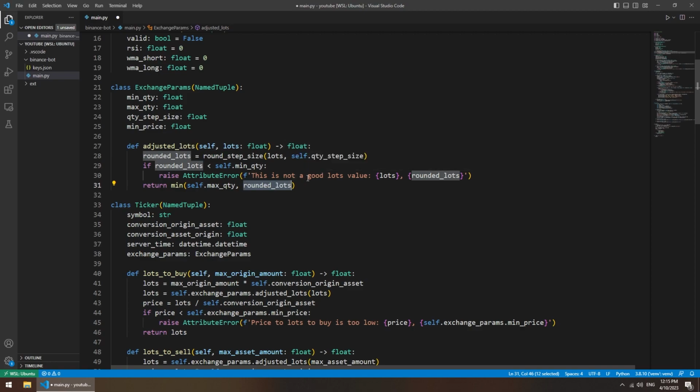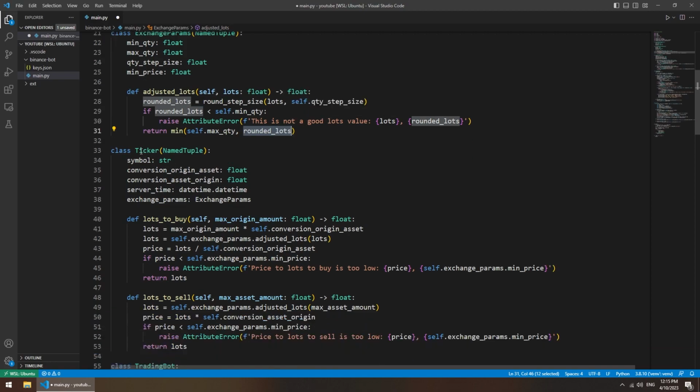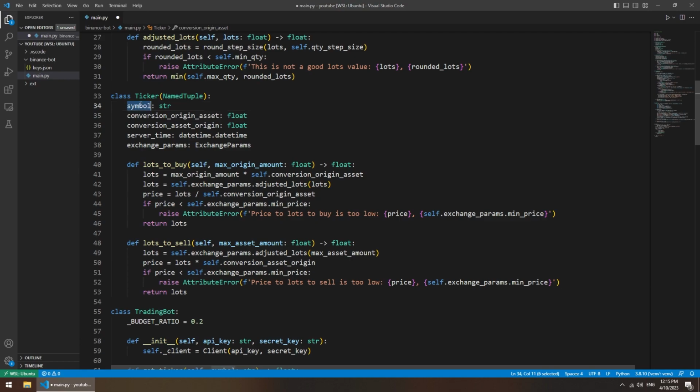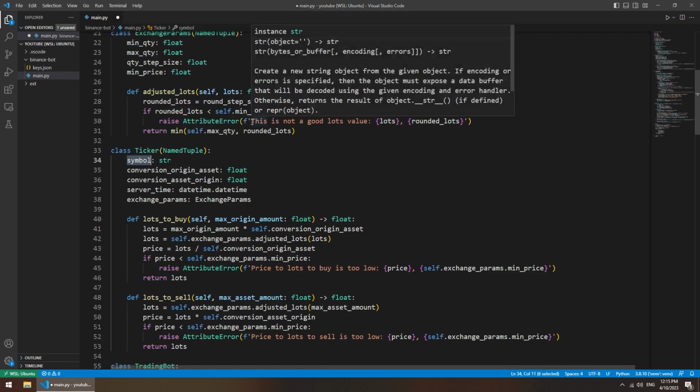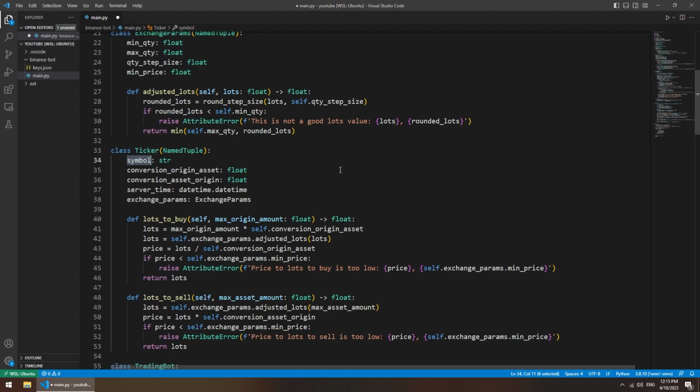of, let's say, Ethereum. Next, we have the ticker itself, which has the symbol, which can be, let's say, Ethereum to Bitcoin. The idea is that we're going to have Bitcoin as a base coin and then buy other coins with Bitcoin, let's say Ethereum, and then when the price goes up, we can sell and then get more Bitcoin, and that's the profit that we make. So the symbol here will be Ethereum to Bitcoin.